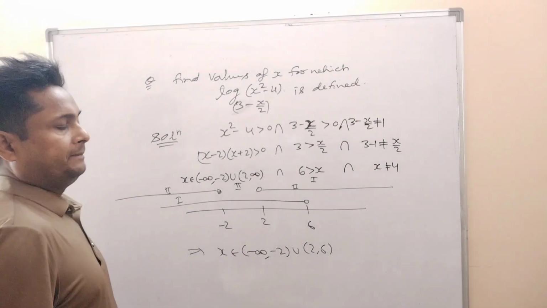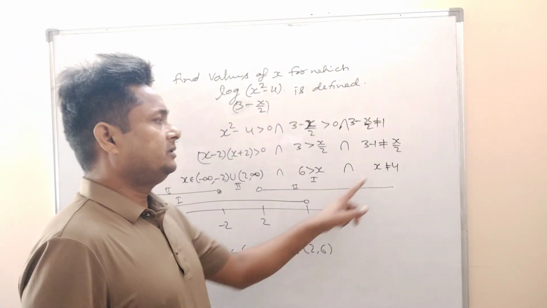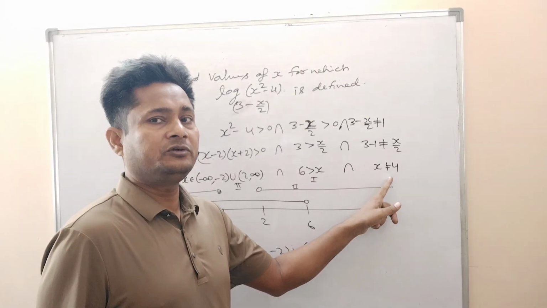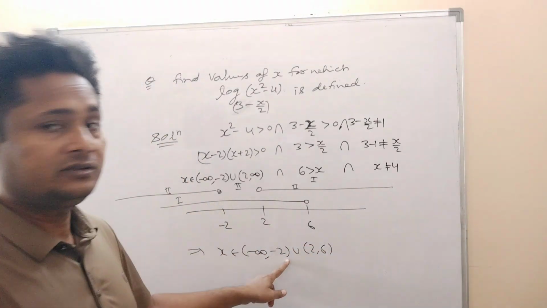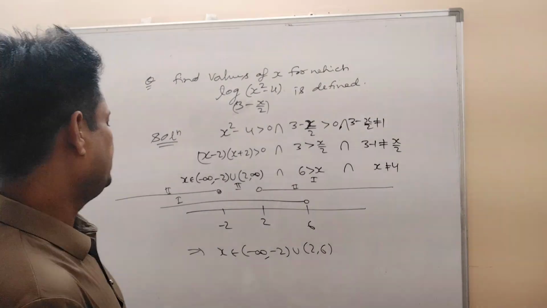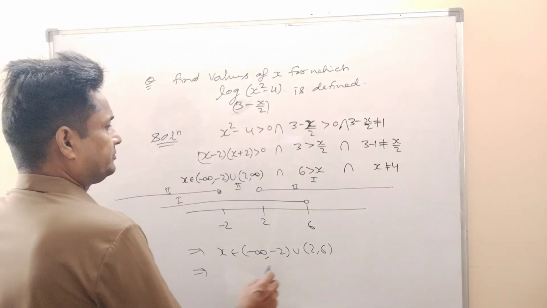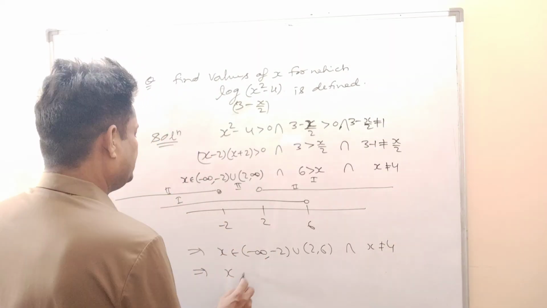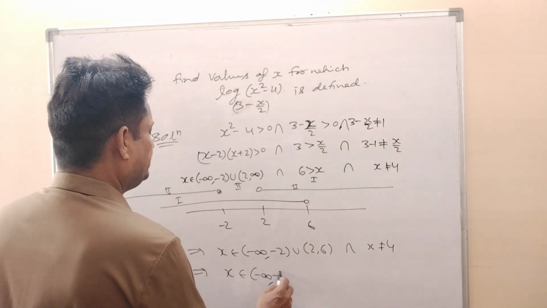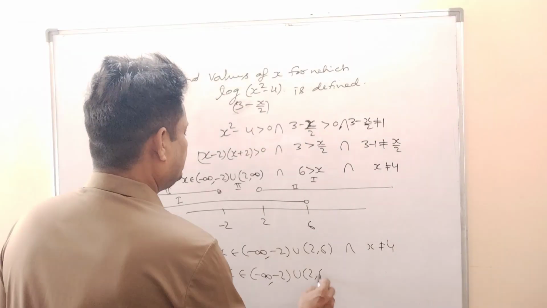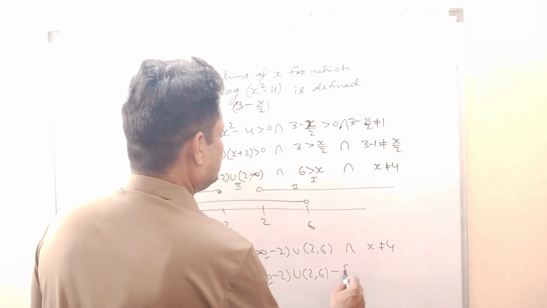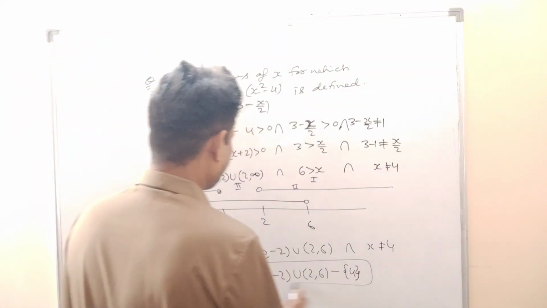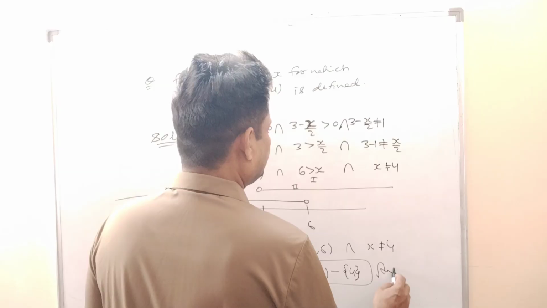Right? In this interval, x equal to 4 is also included. We have to remove x equal to 4 from this answer. Right? So what will be the final answer? Intersection x does not equal 4. So our answer will be minus infinity to minus 2 union 2 to 6 minus 4. This is our final answer.